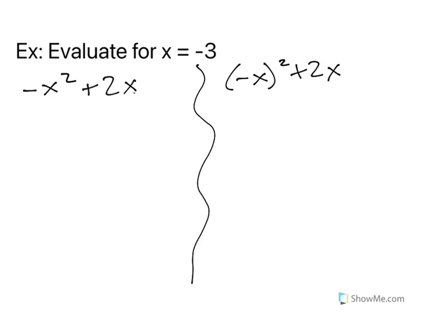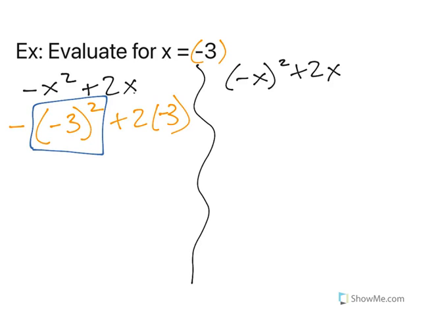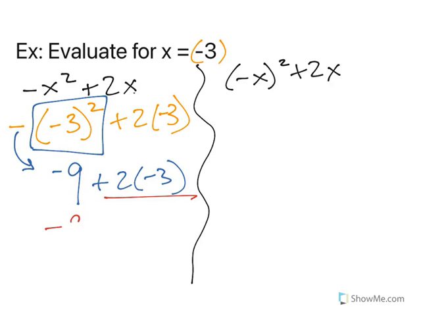So when I go to plug this in, remember we talked about how we always want to use parentheses around our negative 3. So I have a negative, then parentheses, negative 3 squared, plus 2 times negative 3. Okay, inside here, we're doing our exponents, order of operations: negative 3 squared is 9. Then this comes down for the right, plus 2 times negative 3. 2 times negative 3 is negative 6, and I have an answer of negative 15.